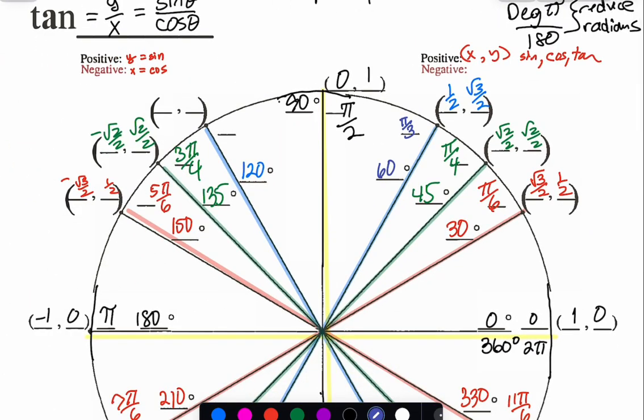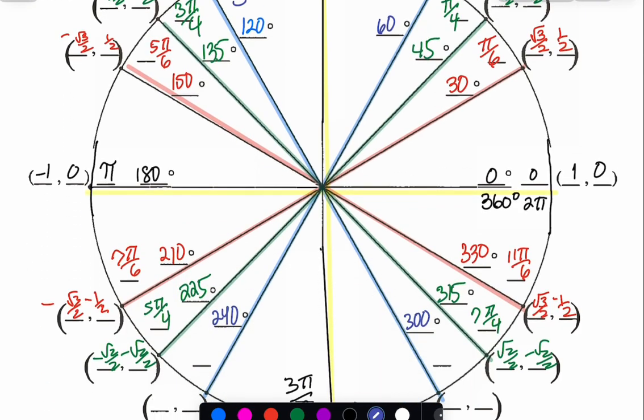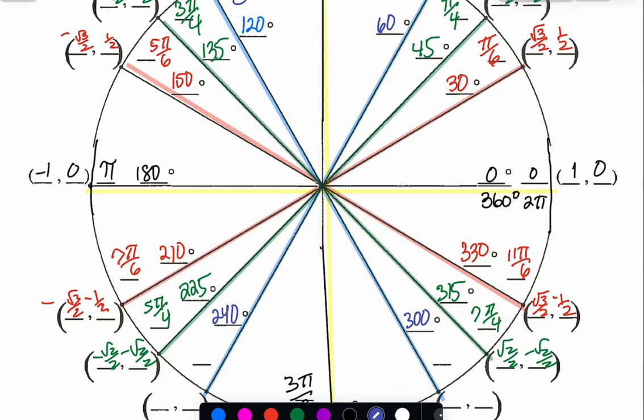So let's do this. 60 goes into 120. How many times? 2 times. So that's 2 pi over 3. Let's do 240. 60 goes into 240 how many times? 4 times. So that's 4 pi over 3. 60 goes into 300. How many times? 5. So that's 5 pi over 3.